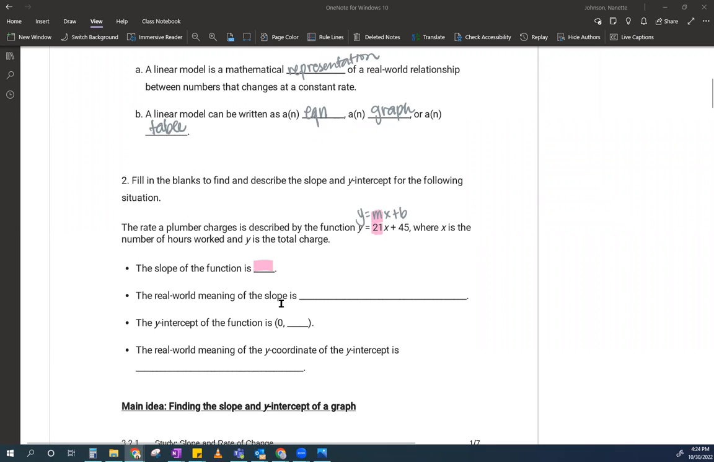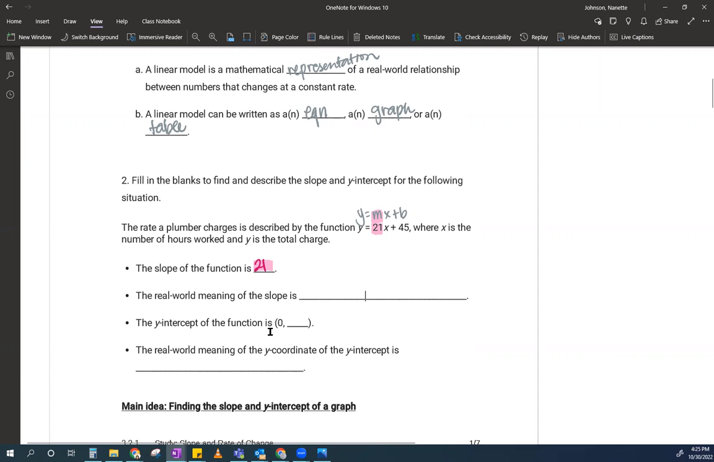Where the real world meaning of slope goes like this, right? So the rate a plumber charges is described as a function of y equals mx plus b, where x is the number of hours and y is the total charge. So if x is the number of hours, and they worked for 2 hours, then you're multiplying by 21. So that means 21 is the dollar per hour that the plumber is charging.